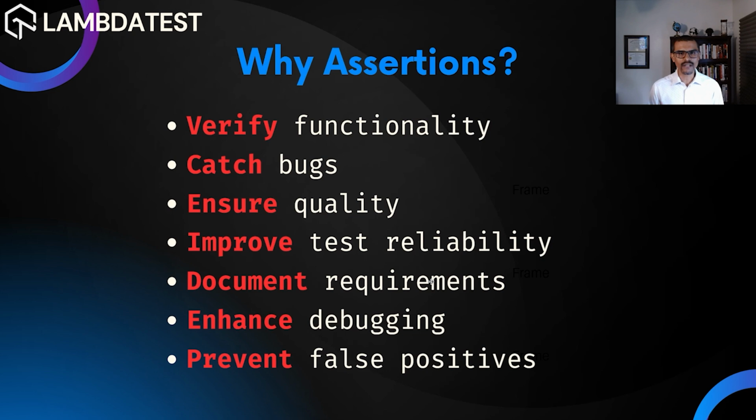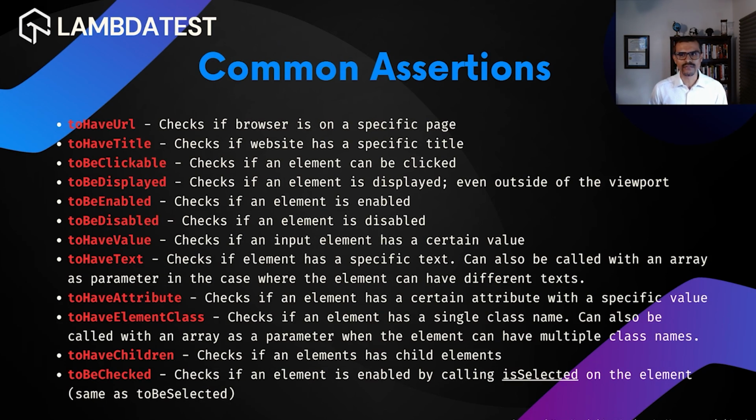Assertions also allow us to document requirements. When you have a test with an assertion, you can pretty much tell what the test is actually doing, what it's actually checking for. Assertions also enhance debugging. And what I mean by that is that when you have a test that fails, you can look at the assertion and pretty much tell why the test failed. For example, it could be that the test was missing some element or it was missing some text in that element. Having assertions also helps us prevent false positives. A false positive is, for example, when a test fails, but it isn't really an issue with the application. If you have the proper assertions, your test will only fail when there is a legitimate error or legitimate issue with the application.